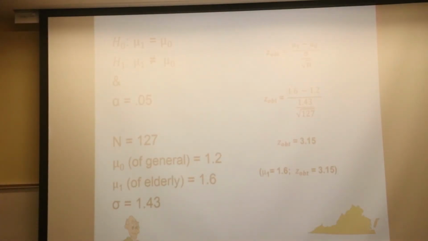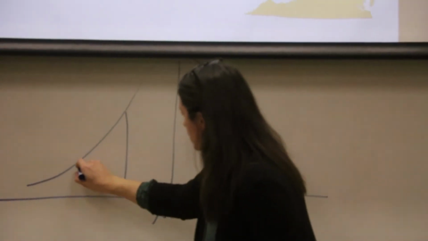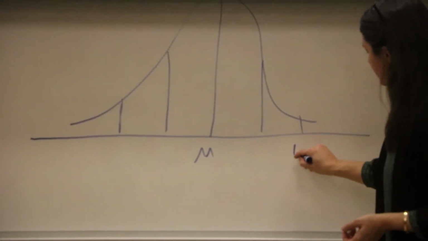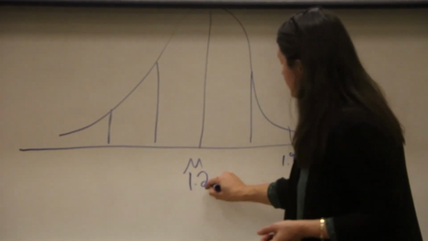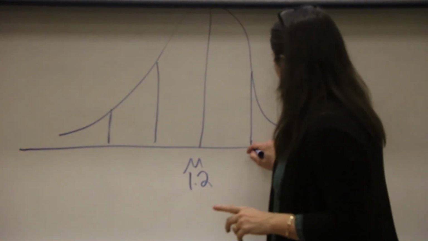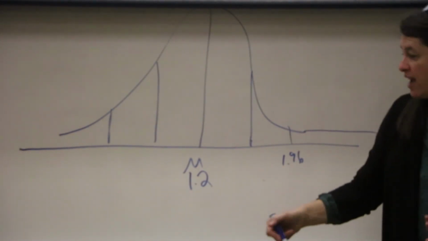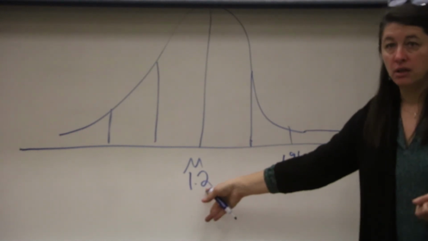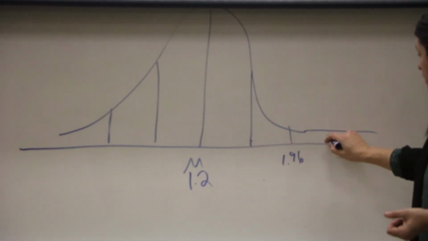So what does that 3.15 mean? Remembering we set a cutoff, or a critical value, of 1.96. If you think about the mean of the general population in terms of 1.2 times that they were victimized by crime in the last year, and then the elderly population, how many standard deviations away from 1.2 were they? It turns out they were 3.15 standard deviations away.